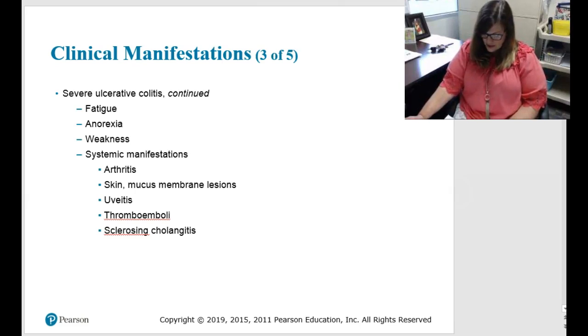So recurrent ulcerative colitis is the most common form of ulcerative colitis. Chronic intermittent colitis is an acute form of the disease that can involve the entire colon, so that's a little bit more serious. And the bloody diarrhea, abdominal pain, and fever would accompany that.